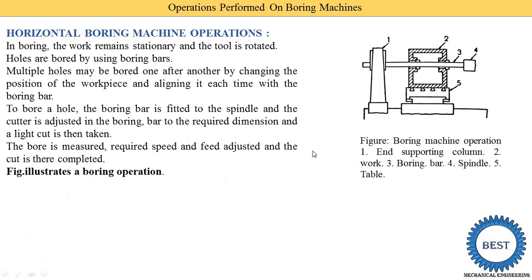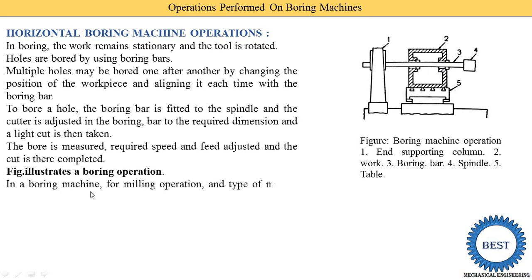Now here you see these operations of the boring machines. This part, number 1, is an end supporting column. Number 2 is the work. Component 3 is the boring bar, the 4th one is the spindle and the 5th one is the table. Here the boring operation is performed on this workpiece by using this boring bar. On the boring bar, the bore is mounted. Bore means the tool for the boring operations.